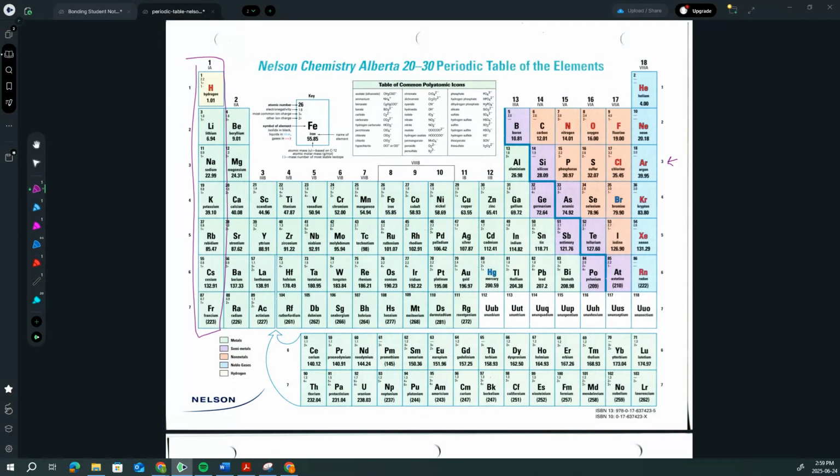However, please remember that hydrogen, while it is placed in group 1 because it acts similar to the other elements in group 1, it is a nonmetal and as such does belong over here. However, it doesn't necessarily always act like the elements in group 17.